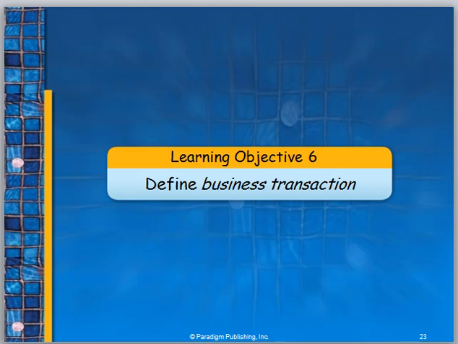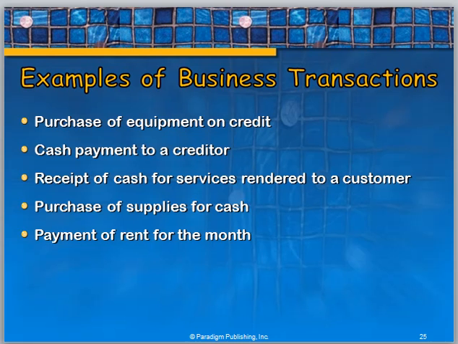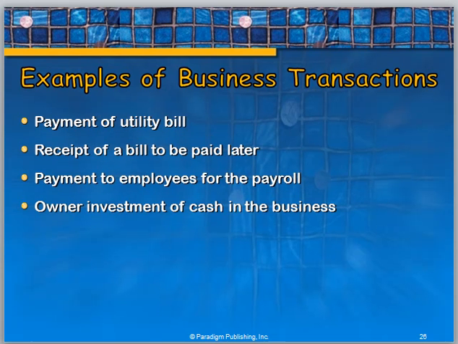a business transaction. Here you see some other examples of business transactions. Purchase equipment on credit, cash payment to a creditor, purchase of supplies, or payment of rent. And here are a few more examples.